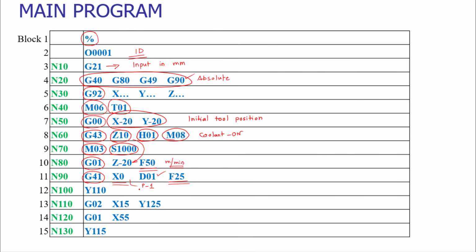Now we are starting the programming of the contour. From point P1 we are going to point P2, then point P3, P4, and so on and so forth. So here we are just mentioning Y110. G01 is activated, so G01 is a modal command, so there is no need to write it here.